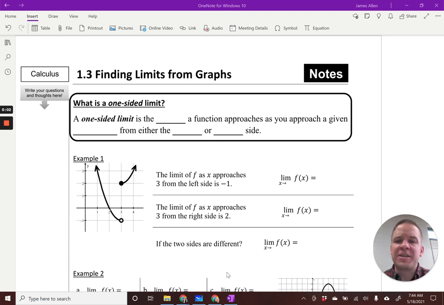We're going to continue with some limits here, some more graphs. But now if you notice that graph in example 1, oh, there's a little jump there, right? Okay. So one-sided limits. What is a one-sided limit? A one-sided limit is the y value a function approaches as you approach a given x value from either the left or right side.